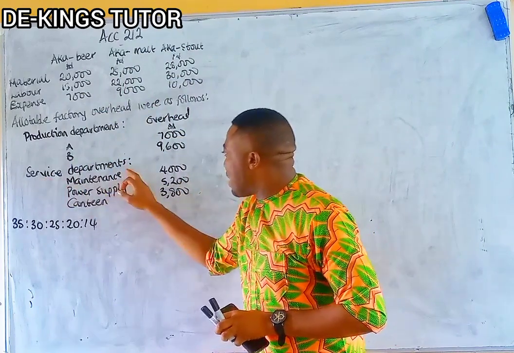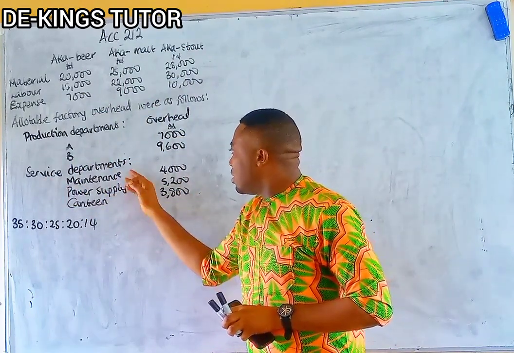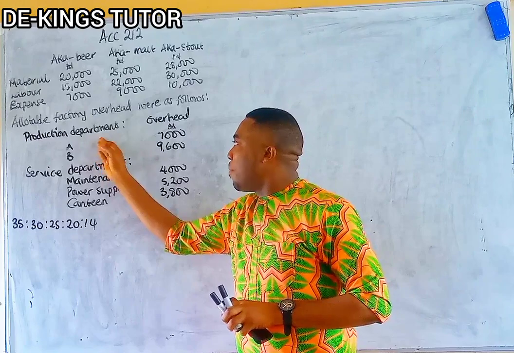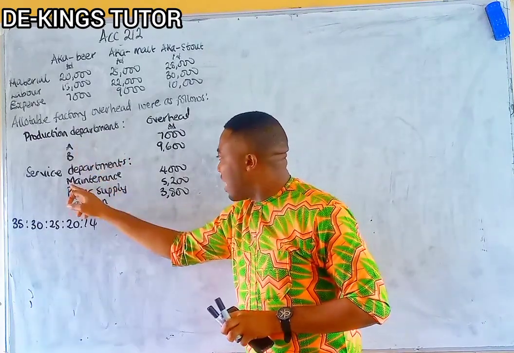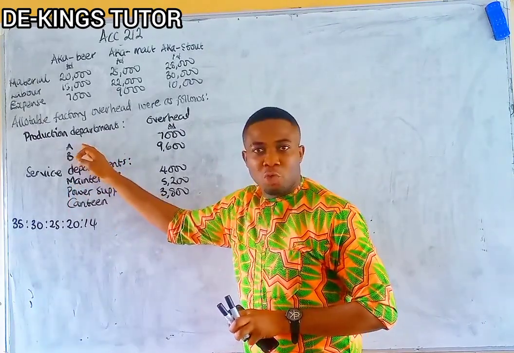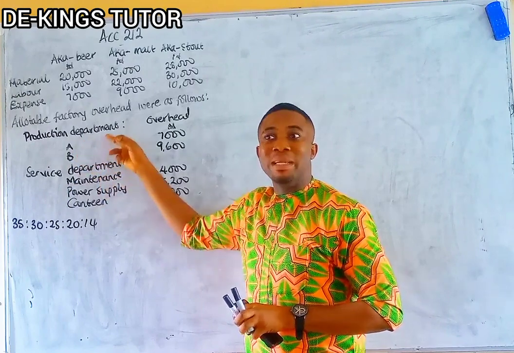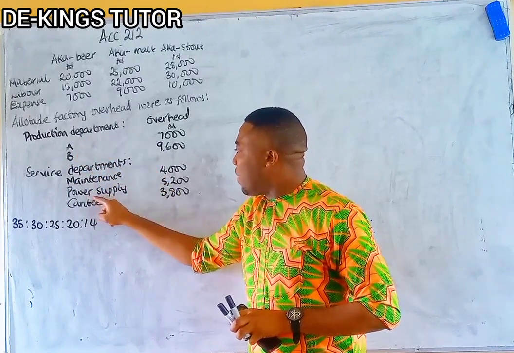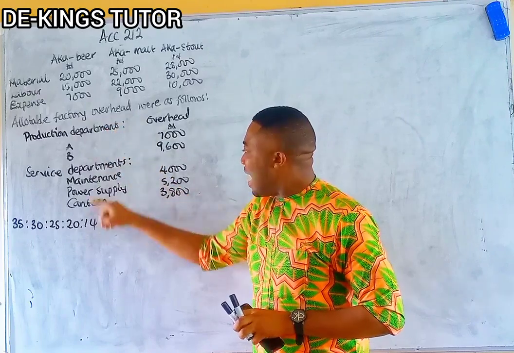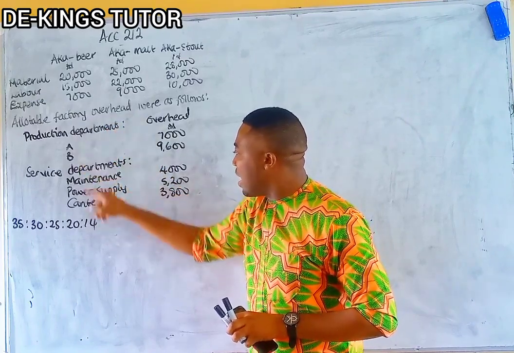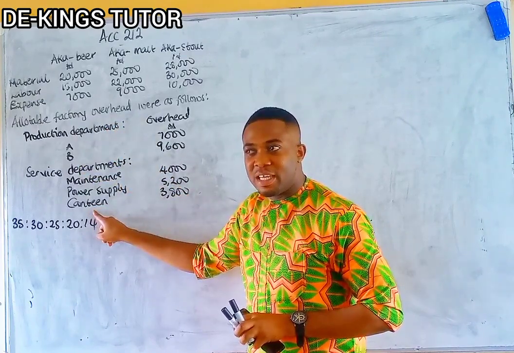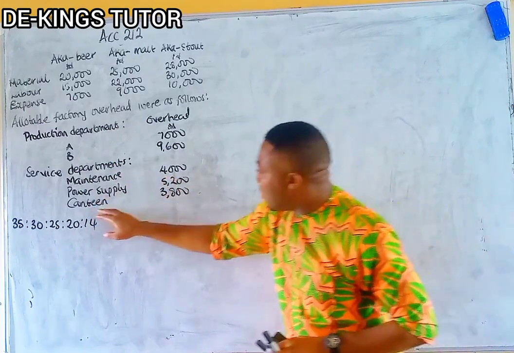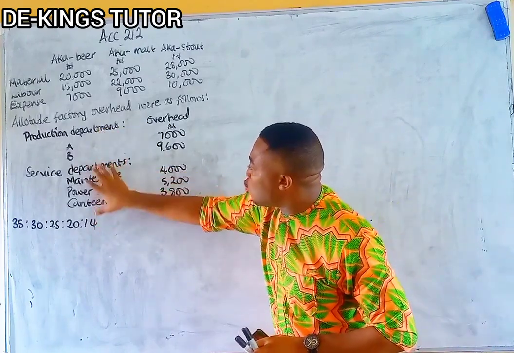Now the service departments render service to the production departments. For instance, maintenance: if something goes wrong, probably with the machine, they have to maintain it. Power supply will give them light. And some of the people working here also come to eat, probably during their break. These are the service cost centers.